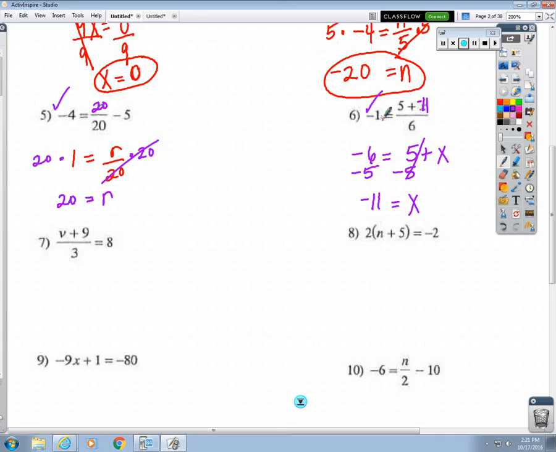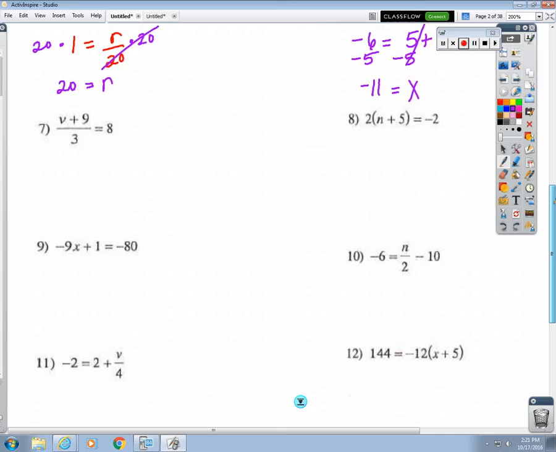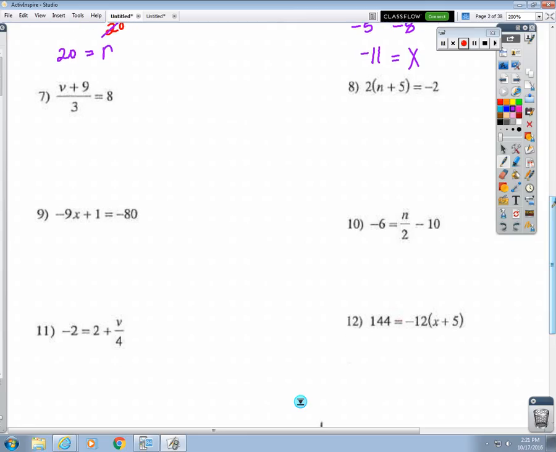Negative 1. And that's what it says it equals. So we did it right. Okay, number 7. What should I do first? Multiply by that 3 to get it out of the bottom. And it will cancel over there. When I multiply by 3 over here, it makes a 24.